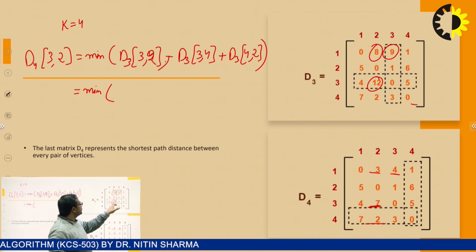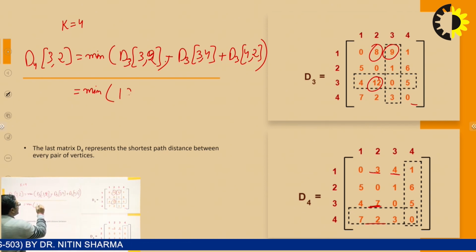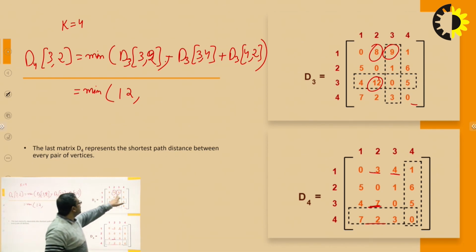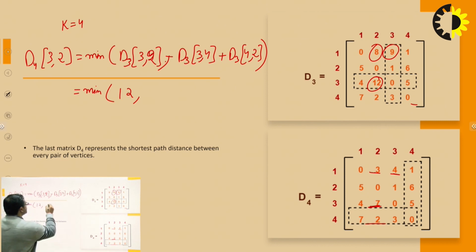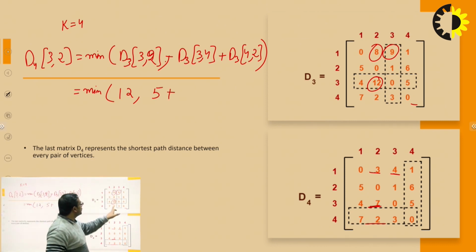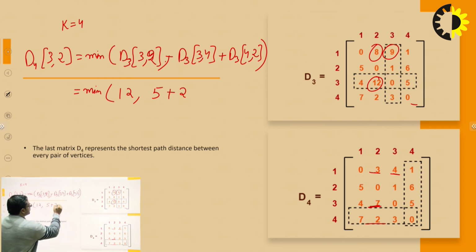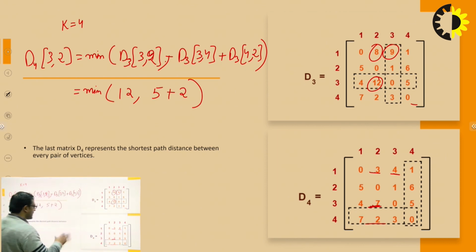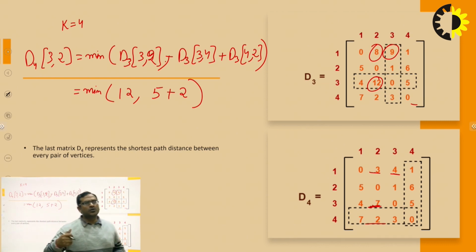So 3 2, that is 12. So already the previous value is 12. Now D3[3][4], that is 5, plus D3[4][2], that is 2. So you can see if I compare this, 12 and 7, what is the minimum value? 7. So we are putting 7 here. So this is the final matrix we are getting here, because all the vertices are covered as a pivot element one by one: 1, 2, 3, 4.